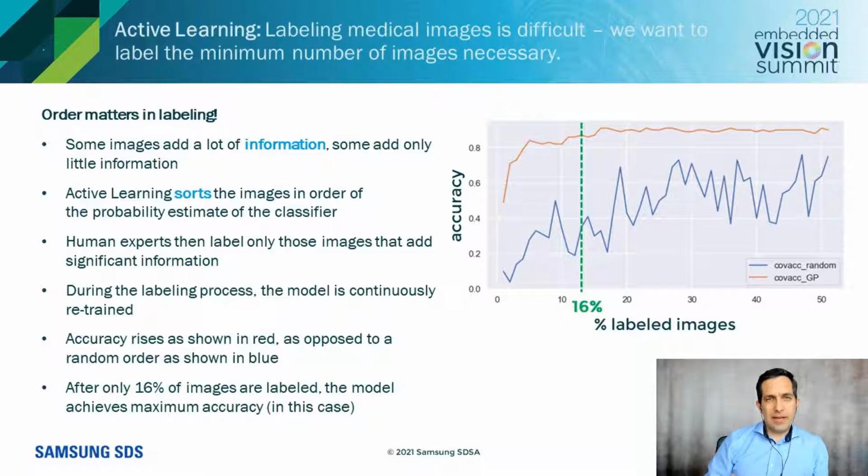So then the idea of active learning is to say we want to cut down on the number of human labels by inquiring the human labeler to provide only a few labels, but we, the active learner, get to decide which images the user is supposed to label. So the idea is to sort the images in order of information gain.